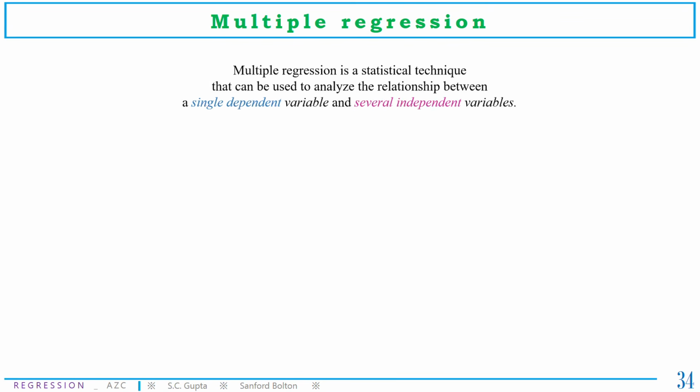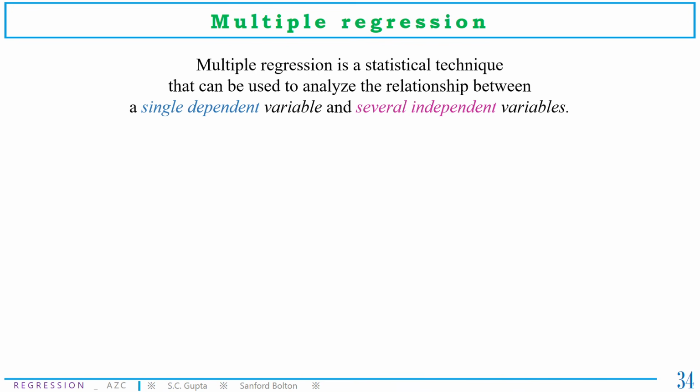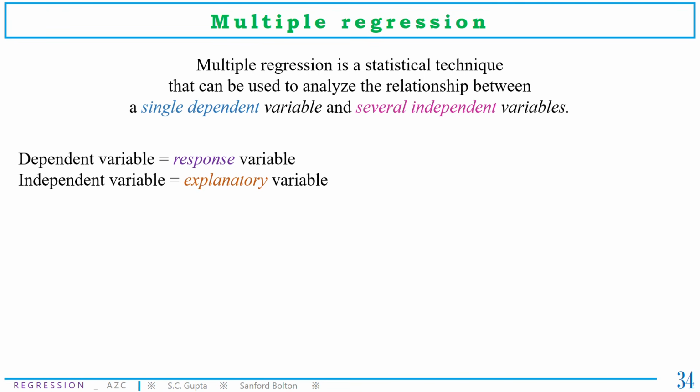Multiple regression. Multiple regression is a statistical technique that can be used to analyze the relationship between a single dependent variable and several independent variables. Dependent variable is the response variable, and independent variable is the explanatory variable.